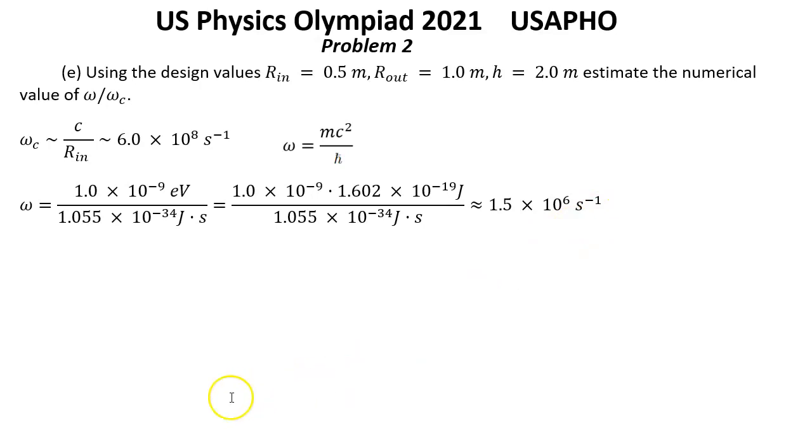And from here we have omega over omega c on the order of 0.0025, which is as small as expected. Any answer within an order of magnitude is acceptable. That was a solution for question E.